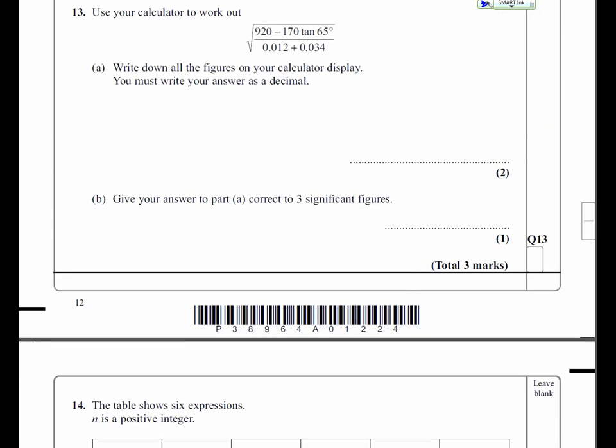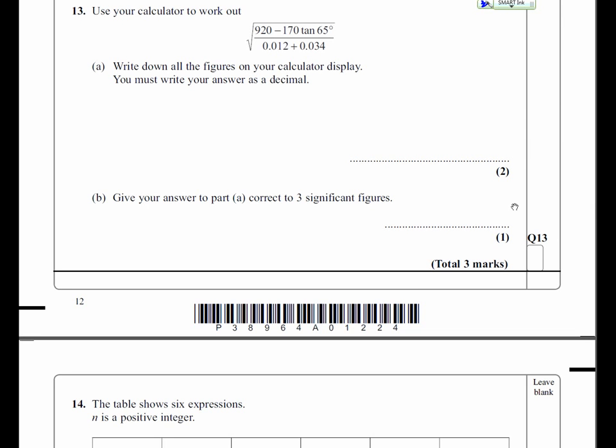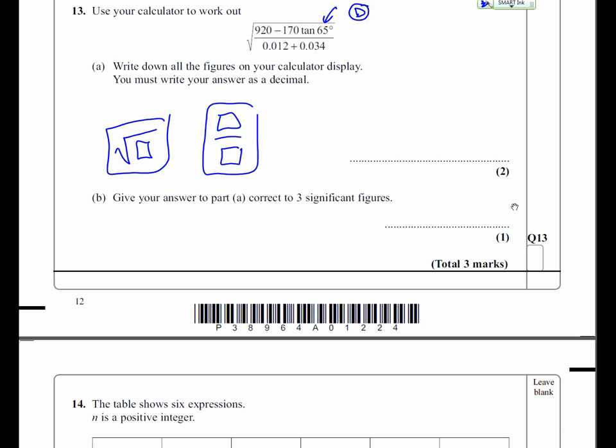Okay, question 13. Work out that using your calculator. Make sure your calculator has a little d in, standing for degrees, because you're putting in a trig function with degrees. Write down all the figures on your calculator display and write your answer as a decimal. So use the square root button, which is that one, and then inside of that use your fraction button. I can't recommend this button more highly. It's a classic. So square root, fraction button. Now my calculator screen literally is set up like this now. Hope yours is as well.